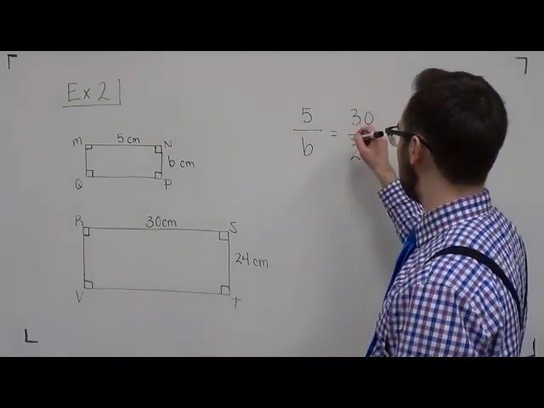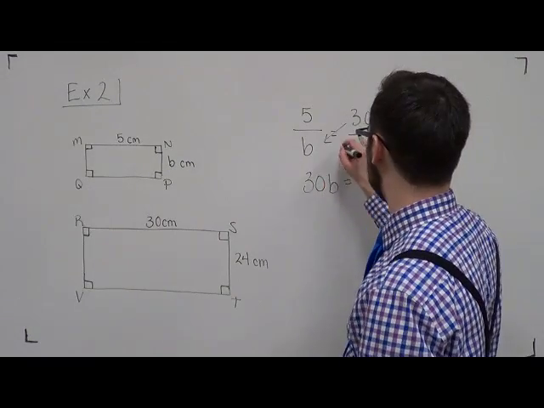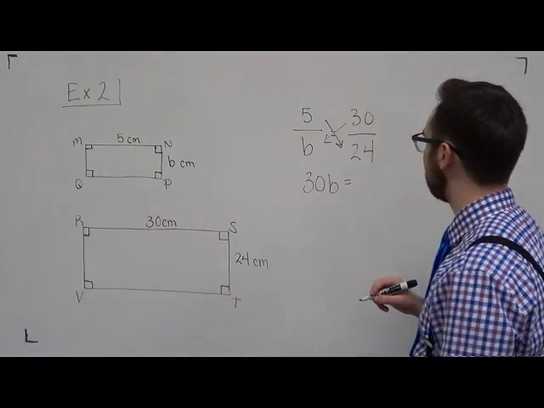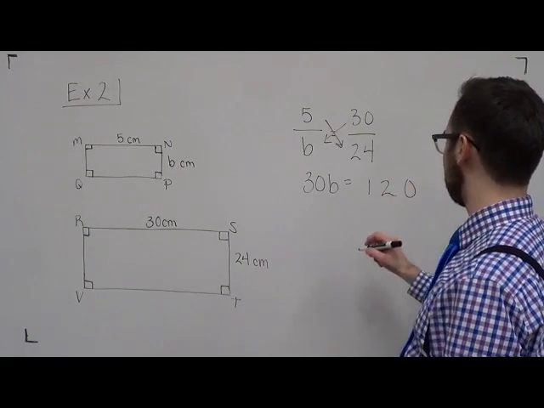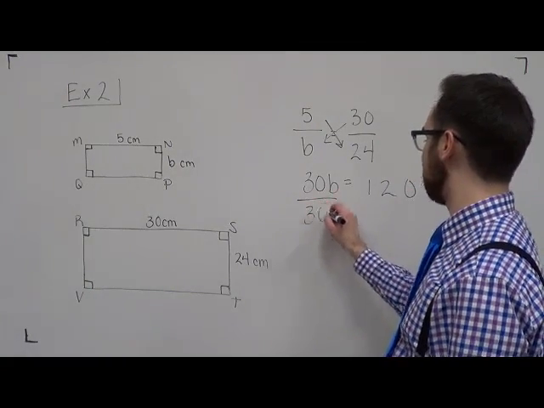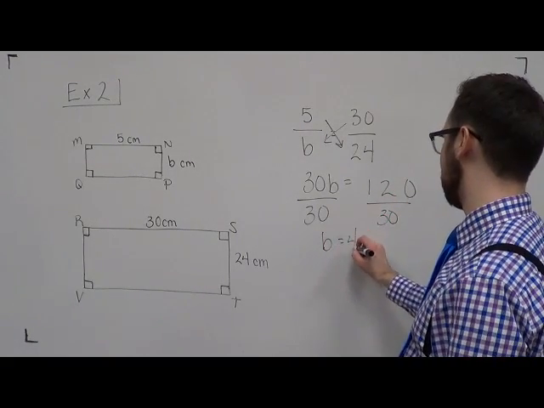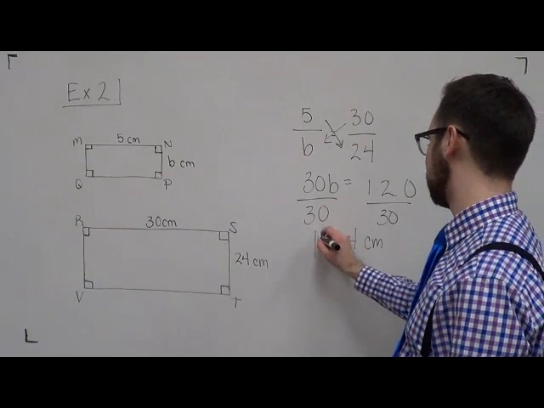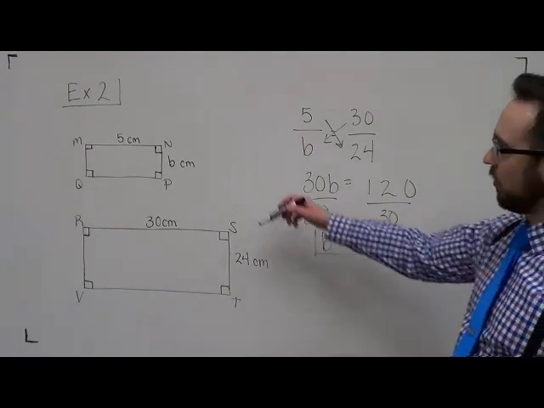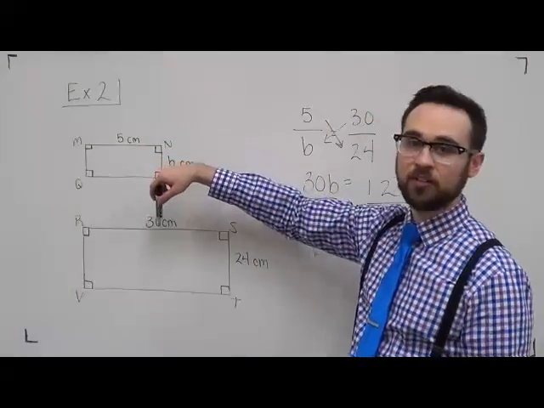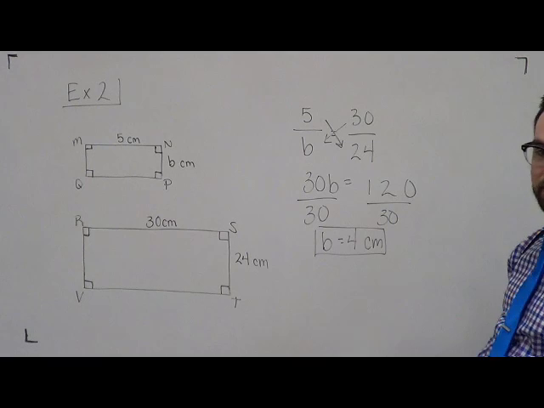Again, we cross multiply. So I get 30 times B is equal to 5 times 24. It's going to give us 120. When we divide by 30, we end up with B is equal to 4 centimeters. And you can kind of test that. 5 times 6 gives us 30. So if I take 24 divided by 6, what should I get here? I should get 4 centimeters.